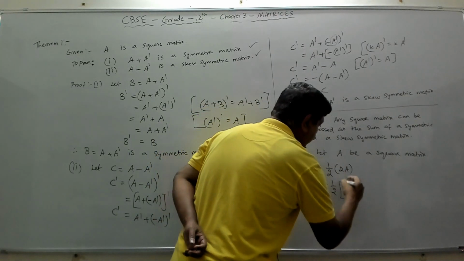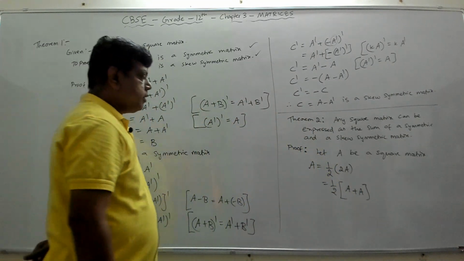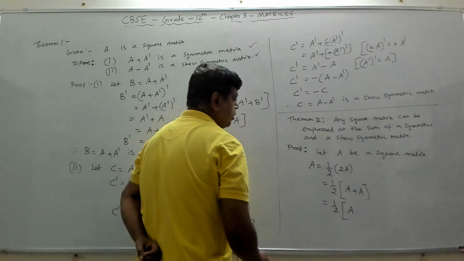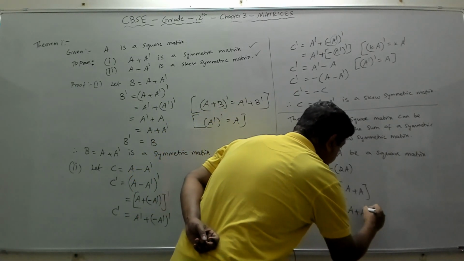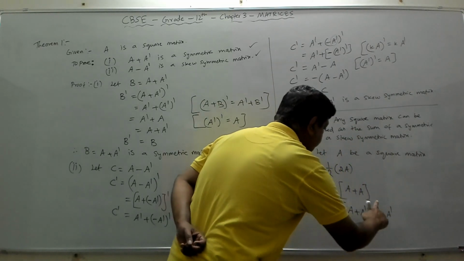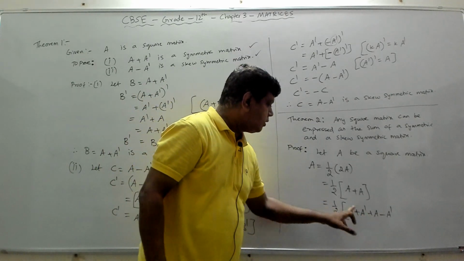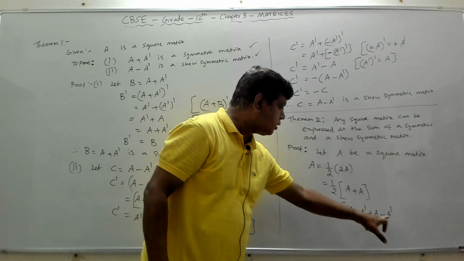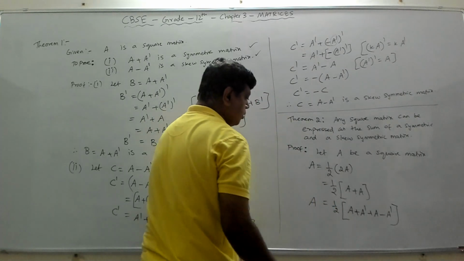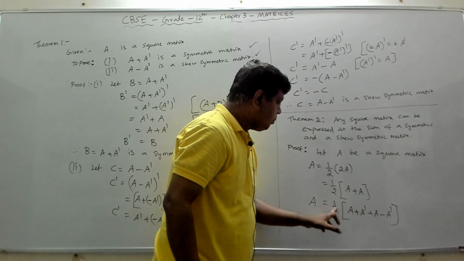That is equal to, now this 2A can be written as A plus A. That is equal to half of, now A, I am going to add A transpose, and then plus A, I am going to subtract A transpose. So this is plus A transpose minus A transpose, they will get cancelled. A plus A is 2A, 1 by 2 of 2A, you get back A.